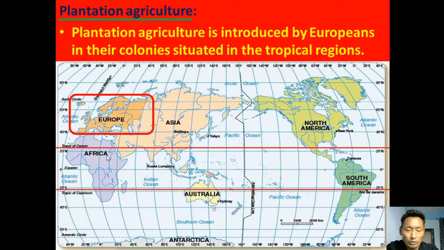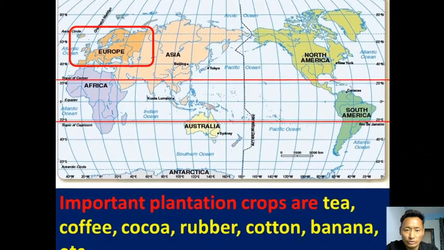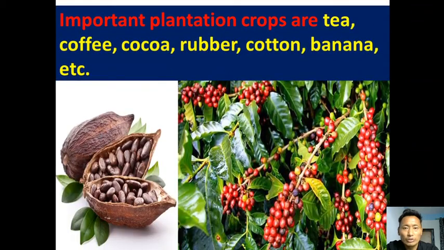Mostly their colonies are located in the tropical regions. So plantation agriculture was first introduced by Europeans in their colonies. Some of the important plantation crops, examples are tea, coffee.